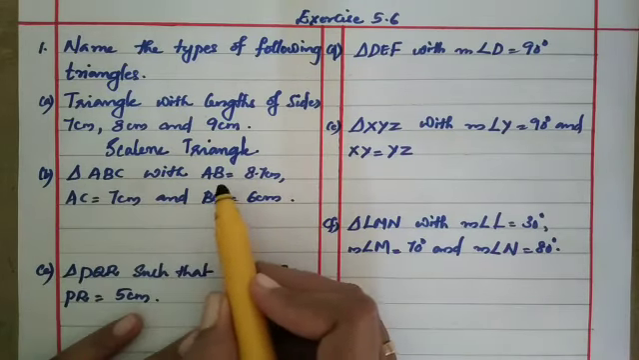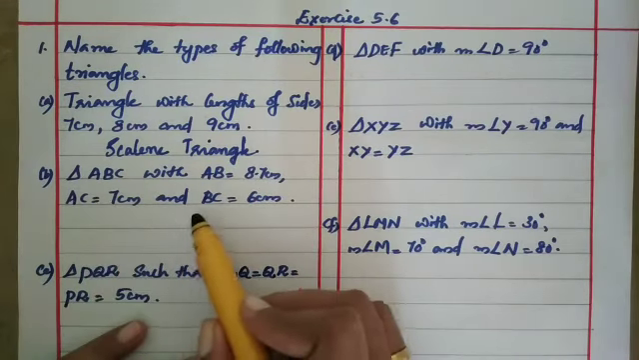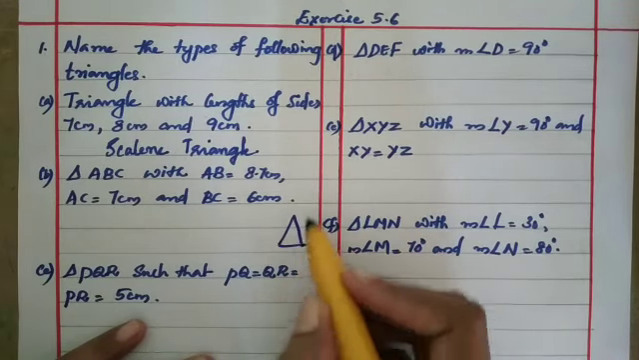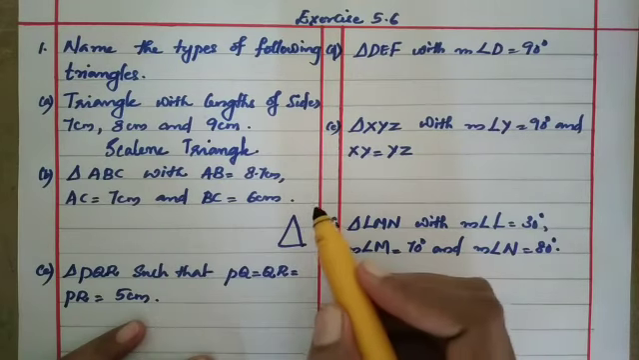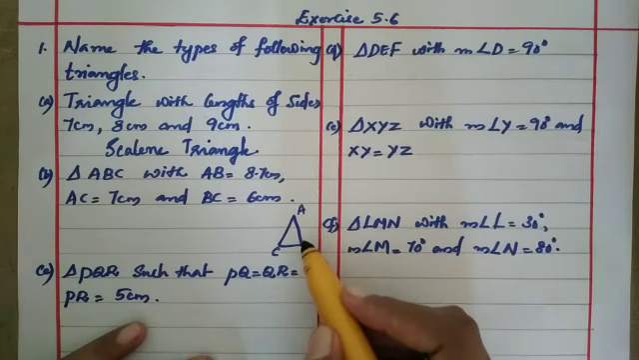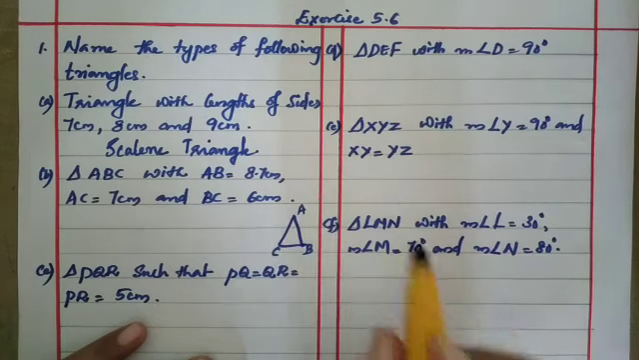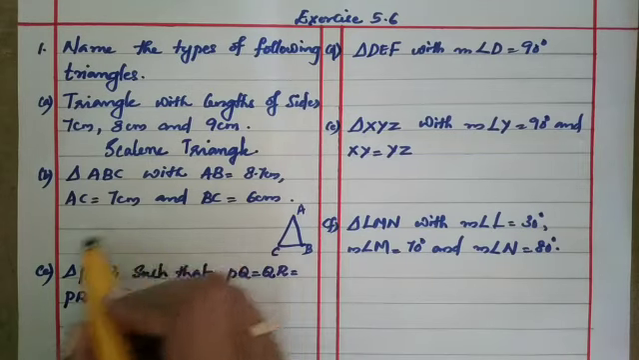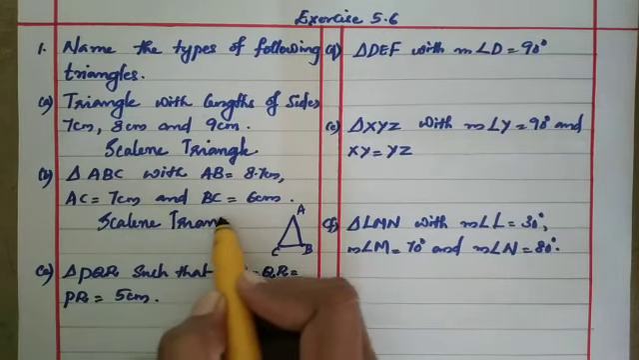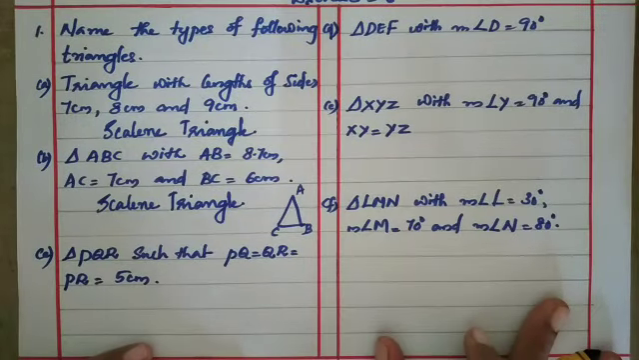Triangle ABC with AB equal to 8.7 cm, AC equal to 7 cm and BC equal to 6 cm. So when you draw the triangle ABC, AB is 8.7 cm, BC is 6 cm, AC is 7 cm. So all are unequal measures. So this is also a scalene triangle. Okay, then next C question.